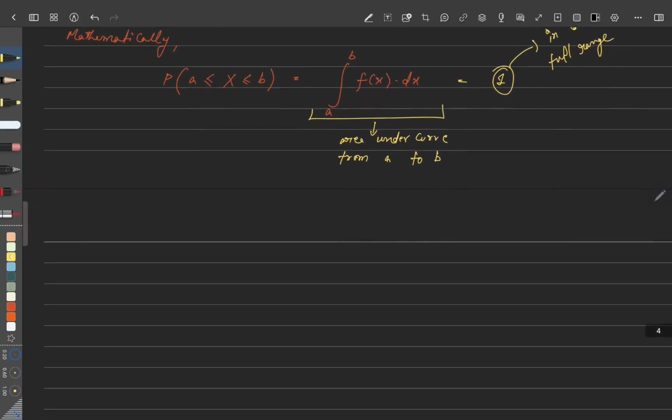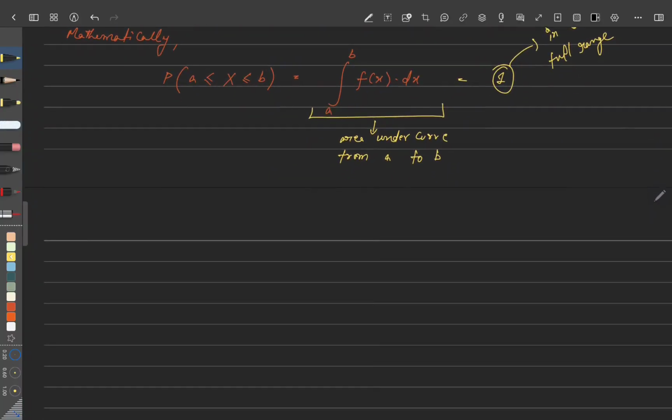And when to use this? Whenever you need to calculate the probability of a value falling in a certain range for continuous variables, then you would use this. The point to note is that this is for continuous variables.